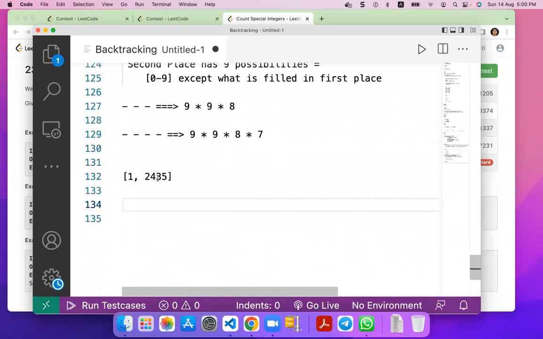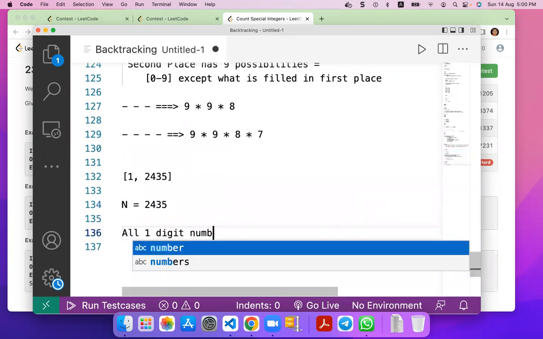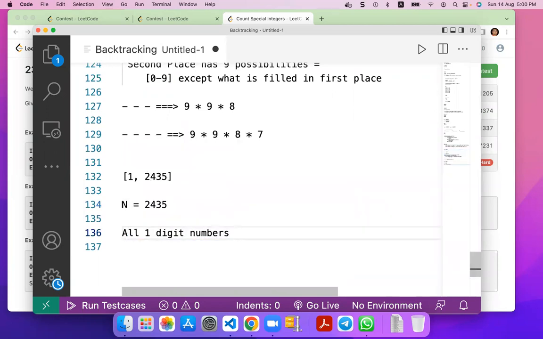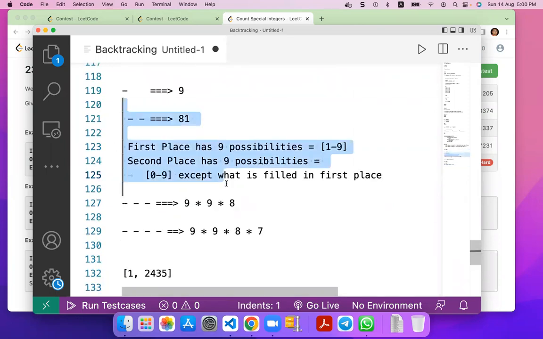Can I say if this is n, if n is 2435, then we have to count all 1-digit numbers without any condition. Every 1-digit number will be a valid number. Are we in agreement? Yes. So 1-digit numbers you said is 9, and you know how to calculate that. For 2-digit also, you know how to calculate that.